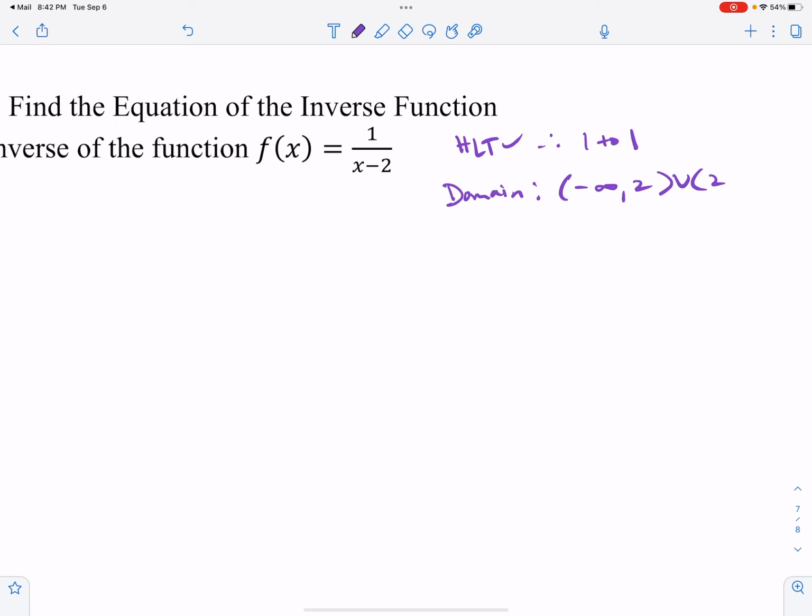Right, we can easily see that 2 would make the denominator 0. Or you could think about the fact that there was a horizontal shift to the right 2 for 1 over x that shifts the vertical asymptote over 2 units. And then the range, thinking about the graph of 1 over x, has not been vertically shifted. We'll have a range from negative infinity to 0, union 0 to infinity.